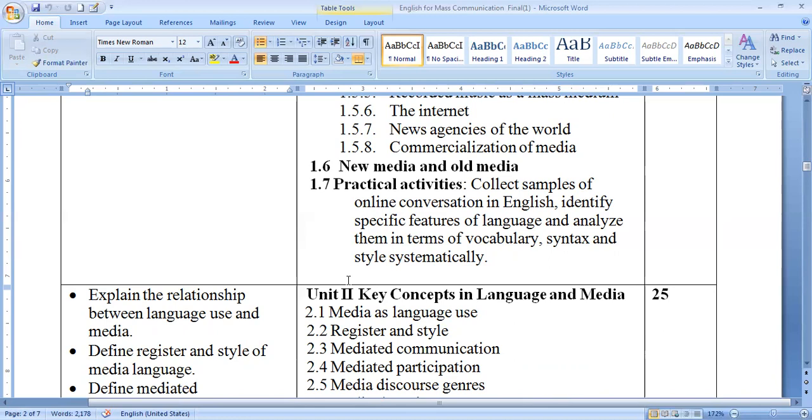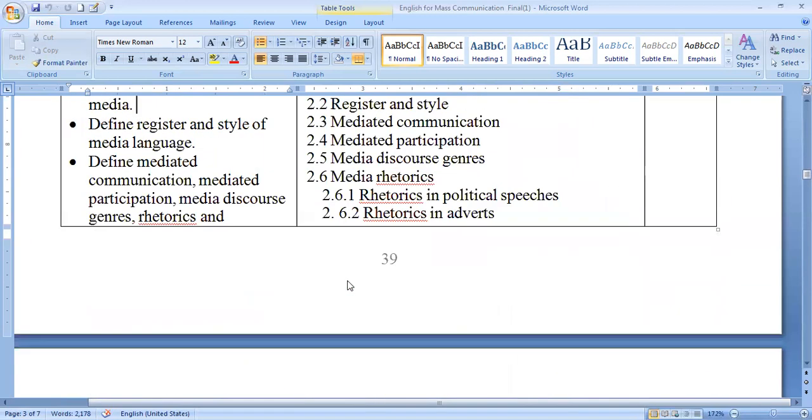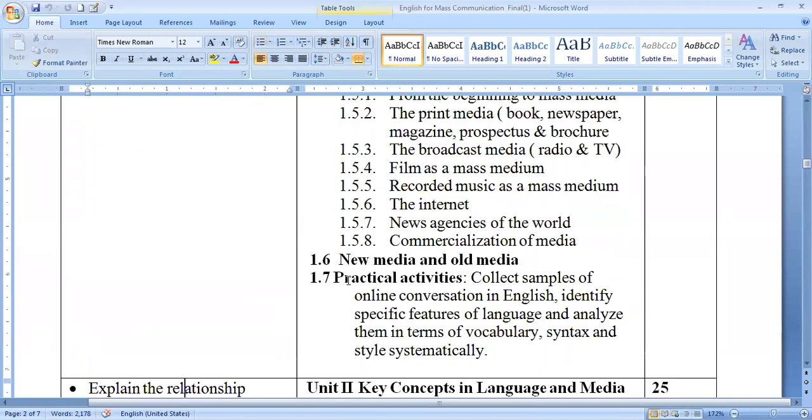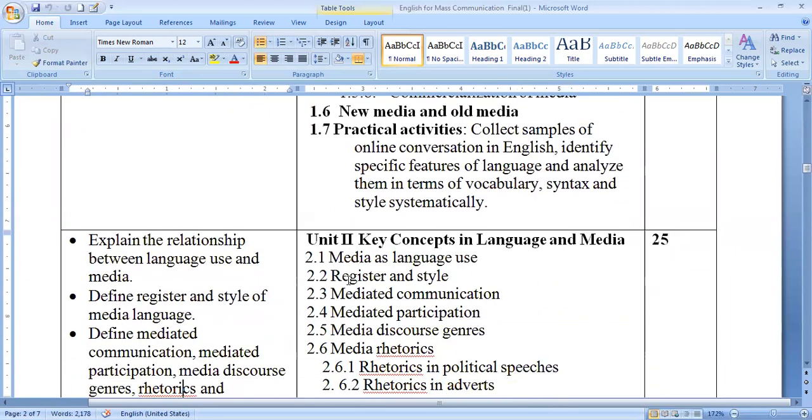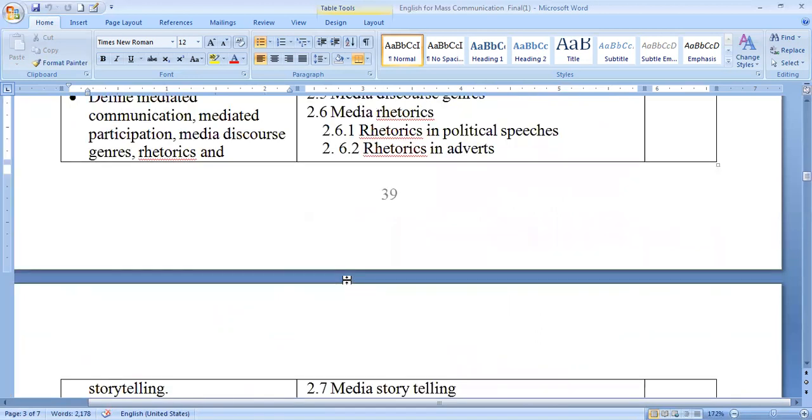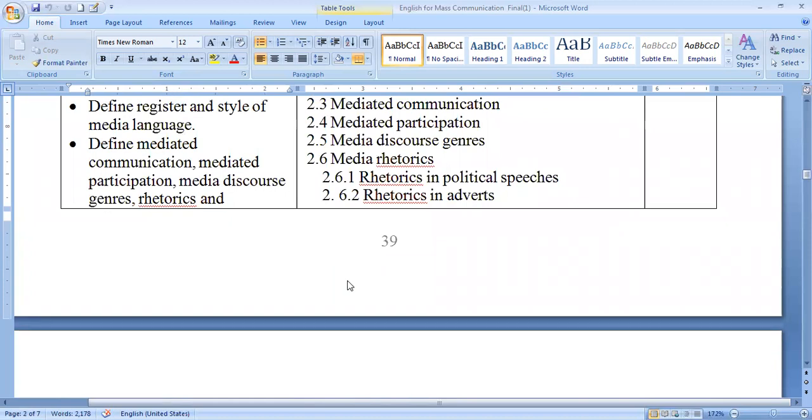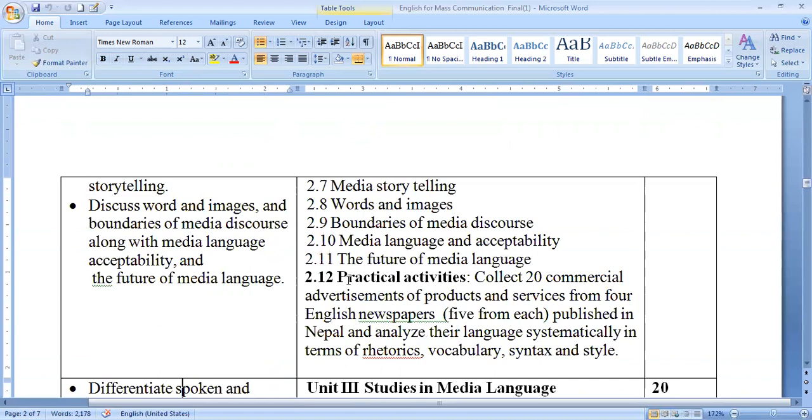Then let's move on to the second unit. The second unit is about key concepts in language and media. Here students have to learn about media as language use, register and style, mediated communication, mediated participation, media discourse genre, media rhetorics and political space, rhetorics in advertisements, media storytelling, words and images, boundaries of media discourse, media language and acceptability, and the future of media language. That is all about the theoretical part.